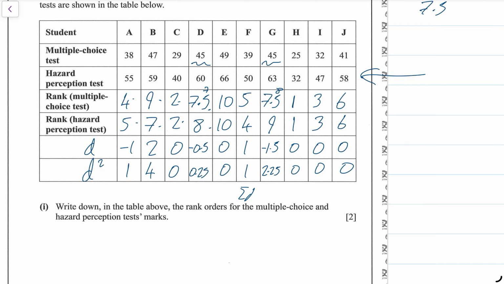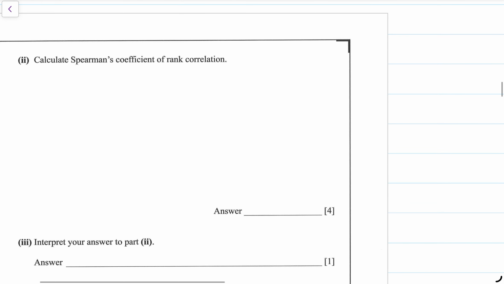When you add up all of your D squareds, you get 8.5, right? And we've got 1, 2, 3, 4, 5, 6, 7, 8, 9, 10. So your n is equal to 10. So let's write those down over here. Sigma D squared was equal to 8.5, and my n was equal to 10.